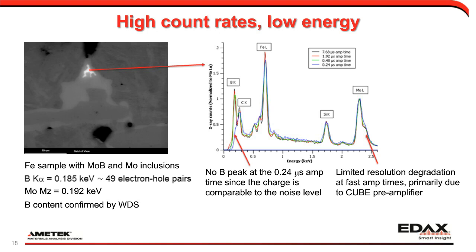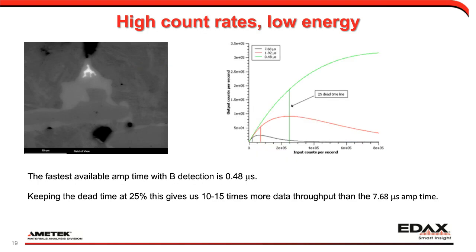So there's two trade-offs when you go faster. One is the resolution, and the other is the base noise level. As that increases, you will start to lose the low energy range because the energy we're trying to analyze becomes comparable to the base noise level. So at 0.24, even though we still have decent resolution, we're no longer able to detect boron simply because of the noise levels inherent to the system. So 0.48 is the fastest we can go and still detect boron.